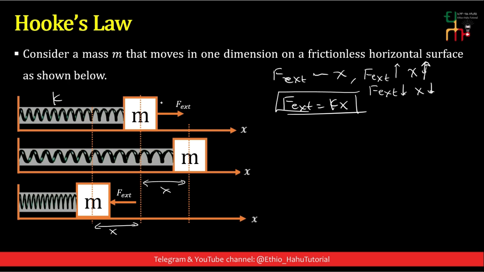But as we pull the block to the right by an amount X and remove the force, the block will move to its equilibrium position. Why? Because of the presence of the restoring force. Therefore, the restoring force R is also proportional to X, but in the opposite direction. When the block moves to the right, the restoring force is to the left.